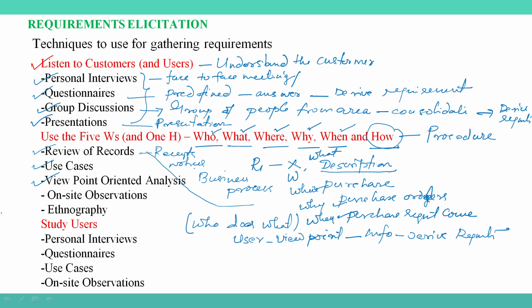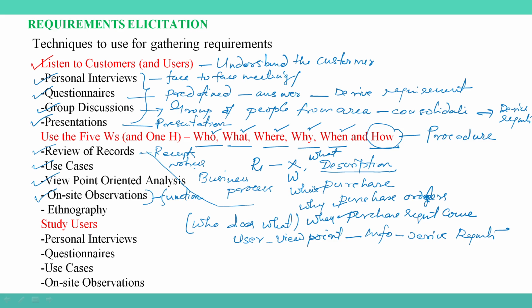Okay, then on-site observations. What is meant by on-site? On-site means where the actual software is functioning, or where this particular function is executing. So on-site observation means you go there and find out what is happening there, and then understand the functions and write the requirements for that.